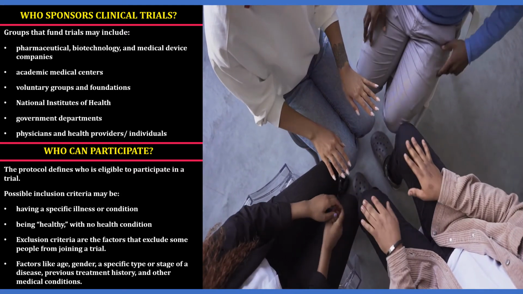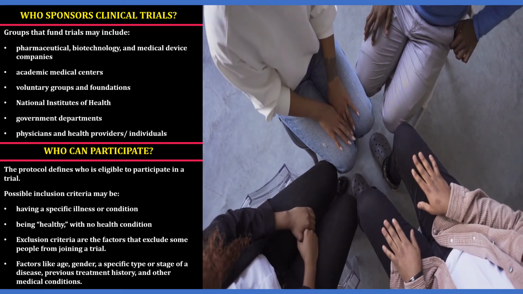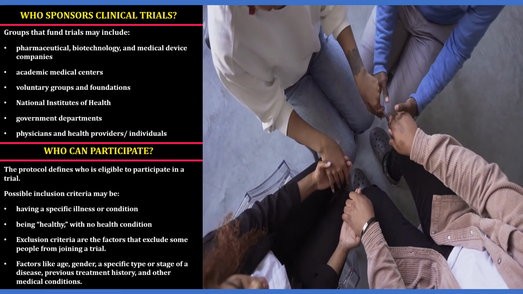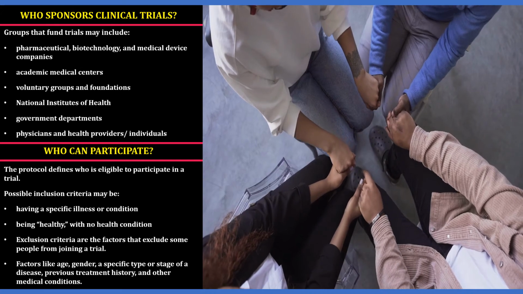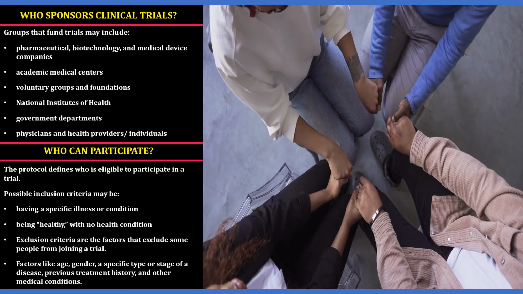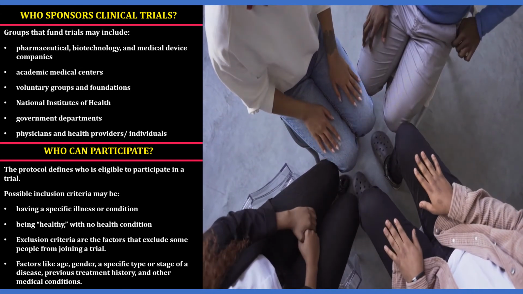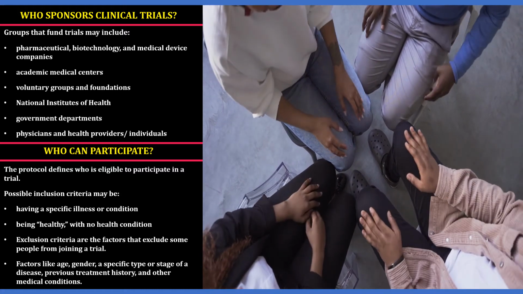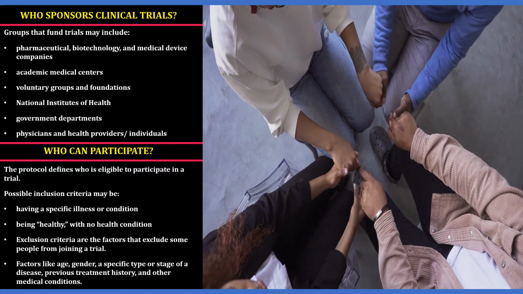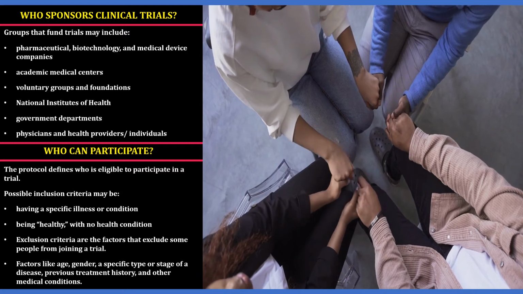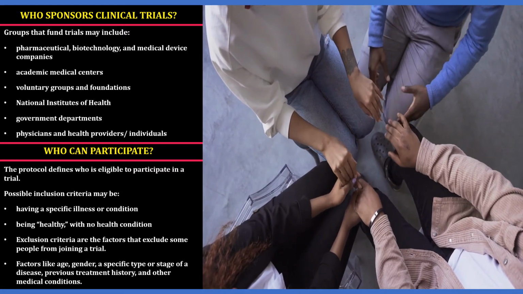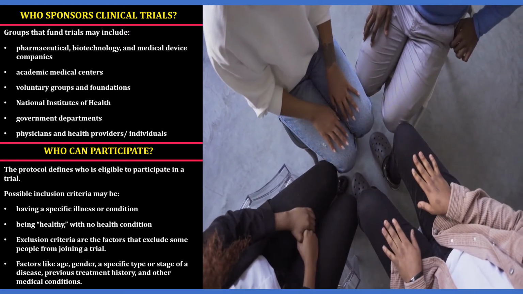Who can participate? The protocol defines who is eligible to participate in a trial. Possible inclusion criteria may be having a specific illness or condition, or being healthy with no health condition. Exclusion criteria are the factors that exclude some people from joining a trial. Factors like age, gender, a specific type or stage of a disease, previous treatment history, and other medical conditions.